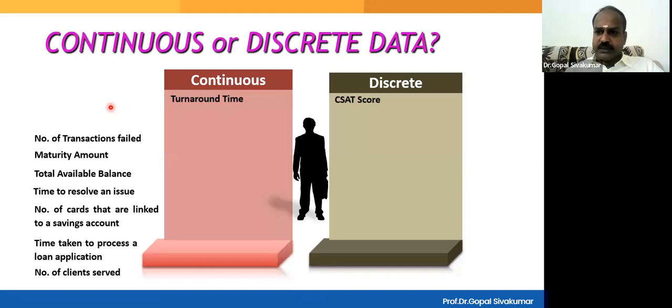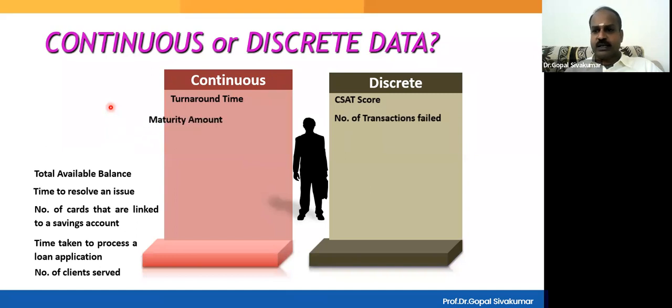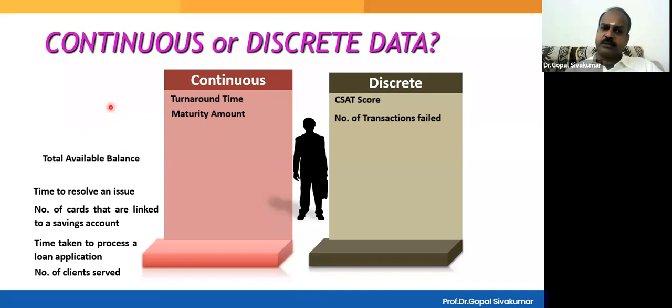Number of transactions failed. Number of transactions failed is measurable or countable? It is countable. So that is also discrete. The maturity amount, maybe after you have opened an FD account, the maturity amount can be in decimals. So it will fall under continuous data. Total available balance in your savings account. Can it be in decimals? Yes, then it is continuous data.